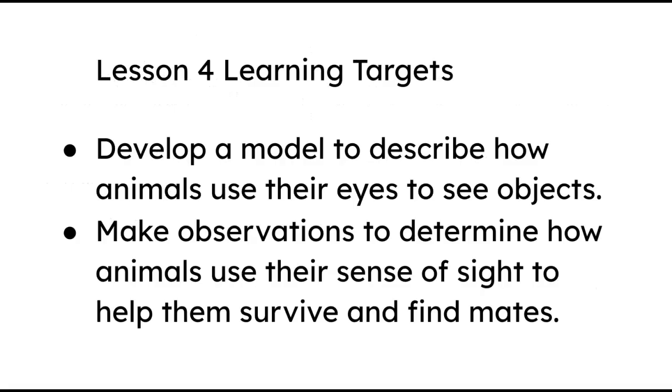By the end of this lesson, students will have developed a model to describe how animals use their eyes to see objects, and made observations to determine how animals use their sense of sight to help them survive and find mates. In Lesson 5, students will investigate how plants are able to survive where they live.